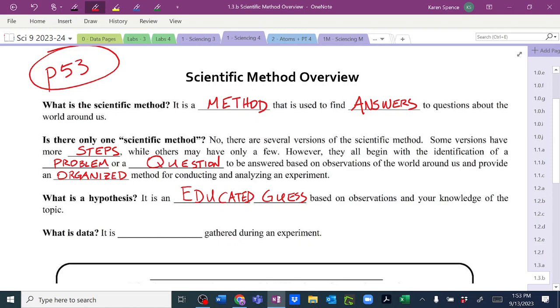What is data? It is all the information gathered in an experiment. So we're going to go through one possible series of steps that the scientific method is about. Okay.